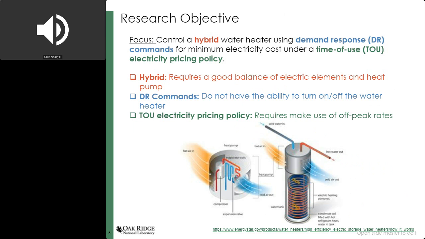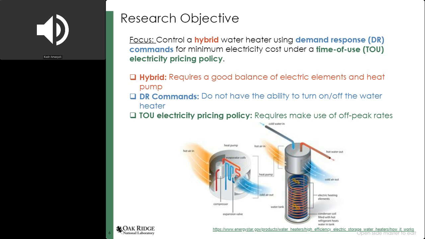In this control problem, the aim is to control a hybrid water heater using demand response commands for minimum electricity cost under a time of use electricity pricing policy. There are three important points that we need to pay attention to here. First, we are controlling a hybrid water heater, so we need to maintain a good balance of electric elements and the heat pump. As you know, the heat pump is much more efficient than the electric elements, so we try to avoid using electric elements as much as possible.